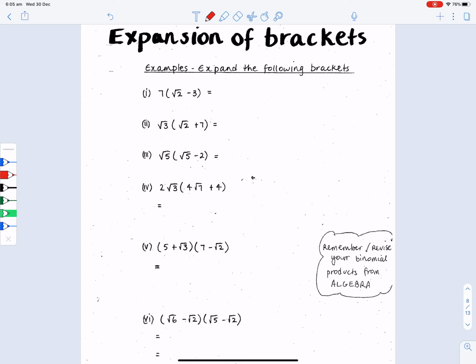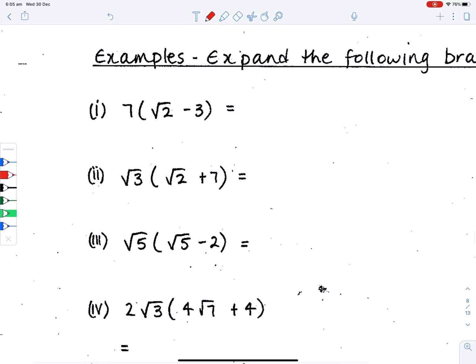Moving on now to expansion of brackets. This is the same principles that you apply in algebra, you apply in surds. Let's have a look at this first one. Okay, we've got 7 times root 2 is 7 root 2 and you stop. And 7 times minus 3 is minus 21 and you stop.